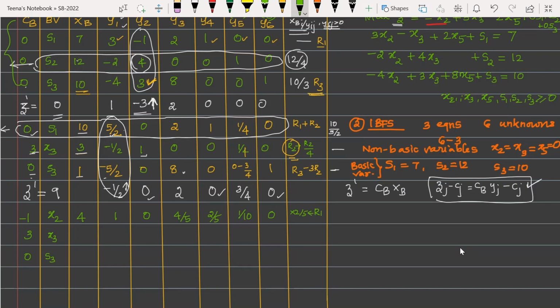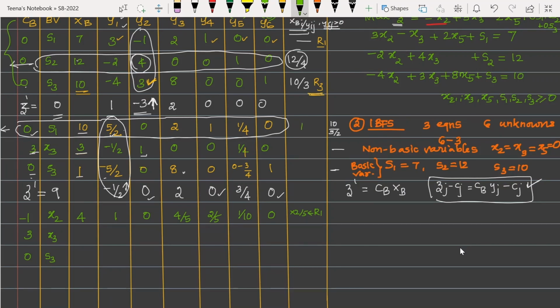Okay. Now we are going to do the remaining operations with respect to this R1. Okay, so let me write here. This is from the previous iteration.